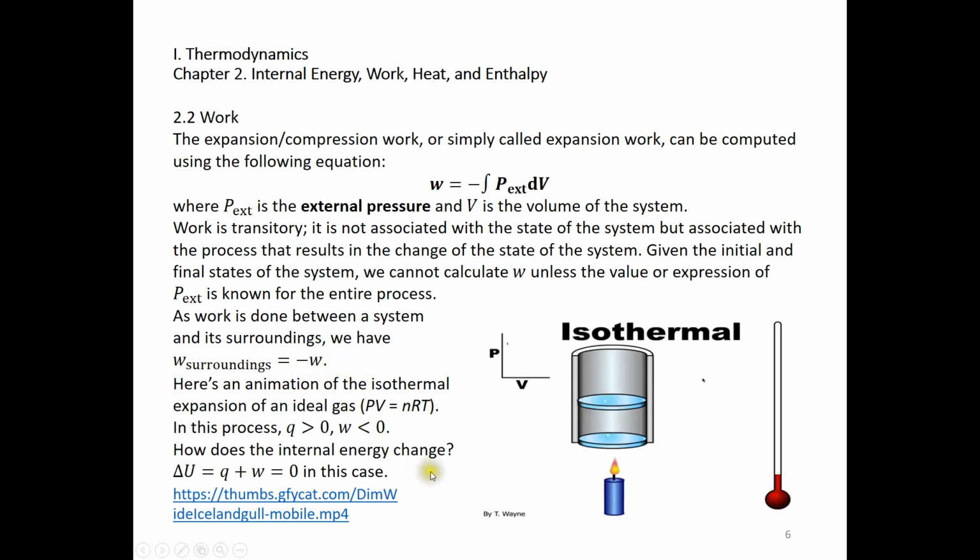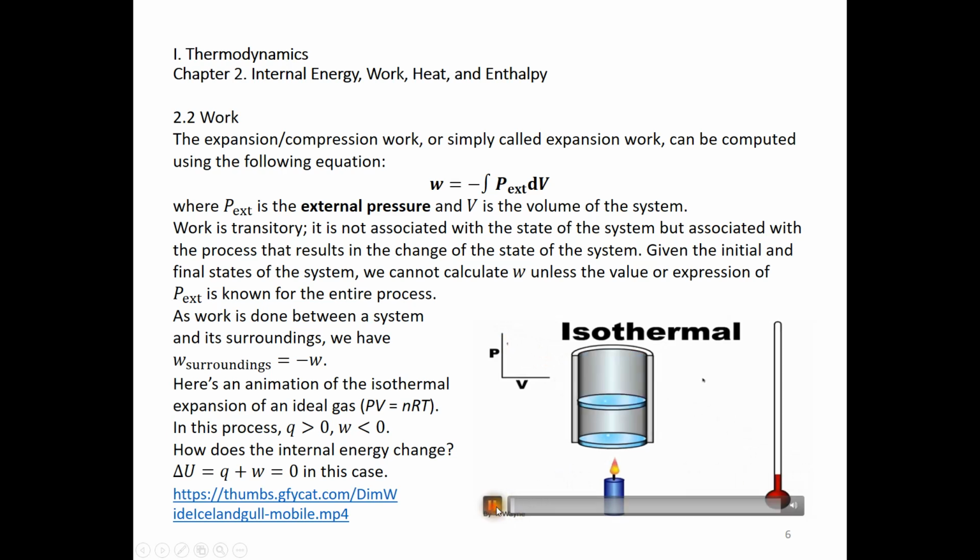And over here there's an animation of a so-called isothermal expansion of an ideal gas. Isothermal means the temperature is constant. I'm going to just play this isothermal expansion over here. So we heat it up, the gas expands. So you can see the PV curve here. But the temperature is constant.